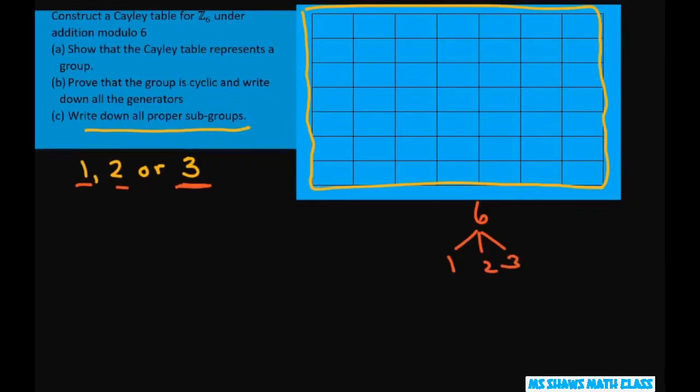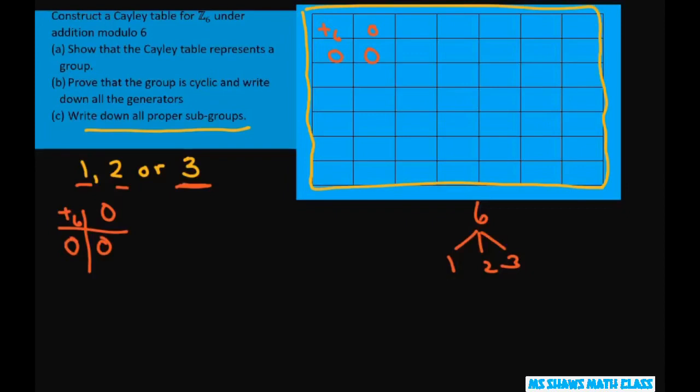So I know that we have a group with the 0. So 0 plus 0 is 0. That's closed, and it follows all the rules of a group.